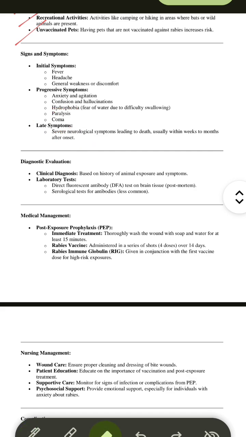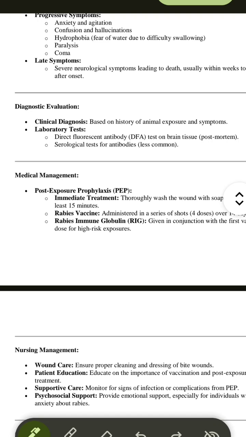Next we'll see diagnostic tests. What are the diagnostic tests we can do for rabies? First of all, clinical diagnosis is required, based on the history of animal exposure and symptoms. Next we require laboratory tests. In laboratory tests we do DFA, direct fluorescence antibody, on brain tissue. And next is a serological test for antibodies. So these are the tests we require in rabies.